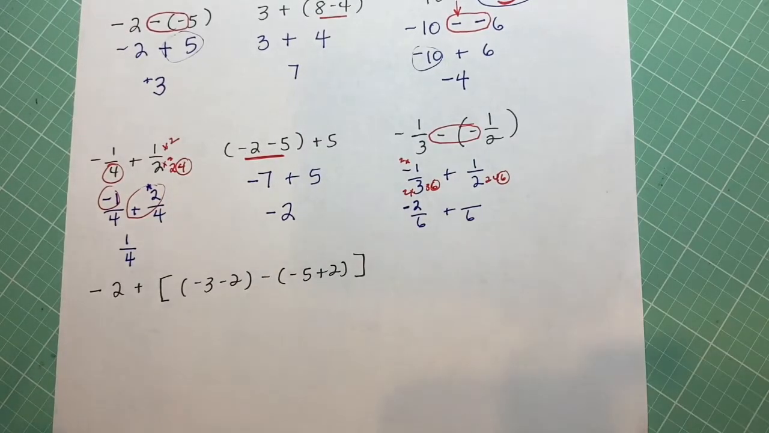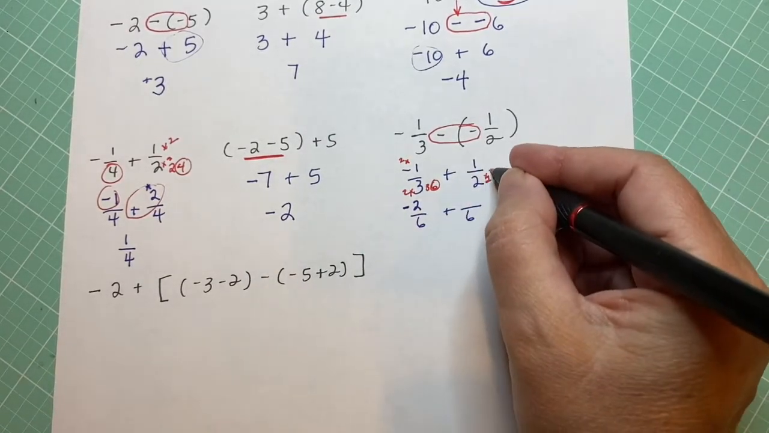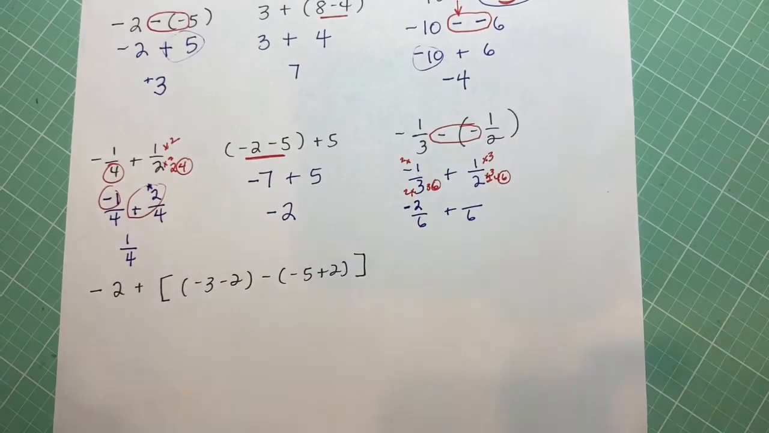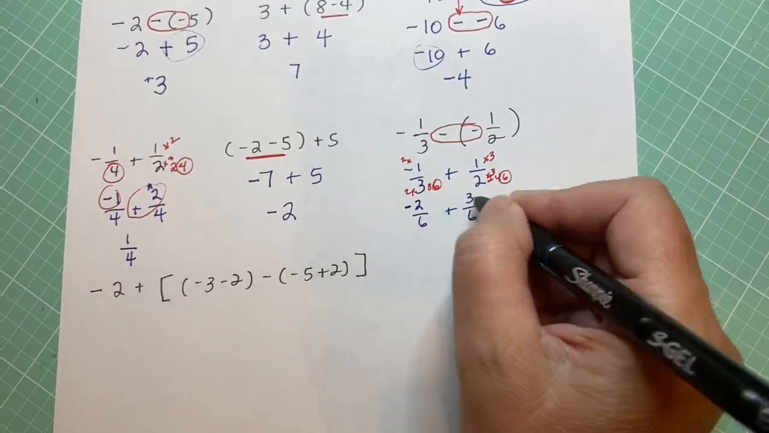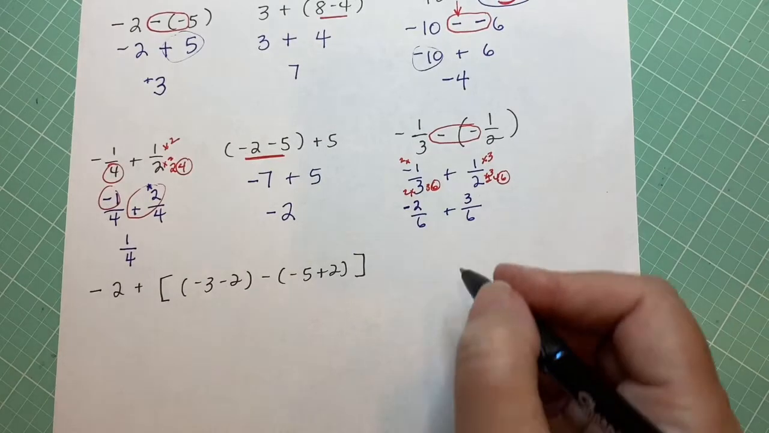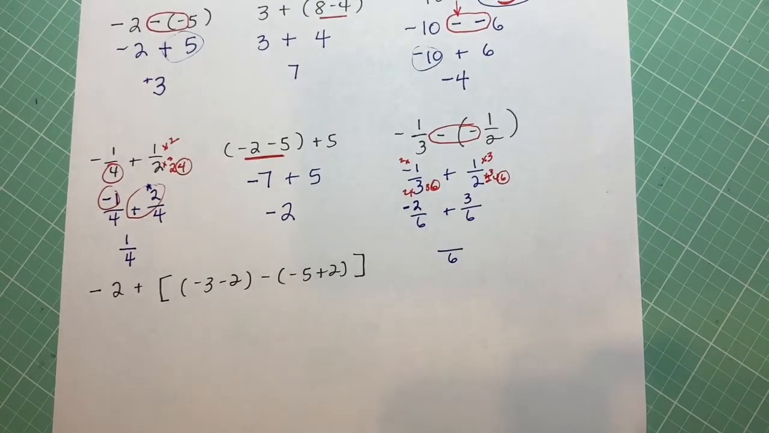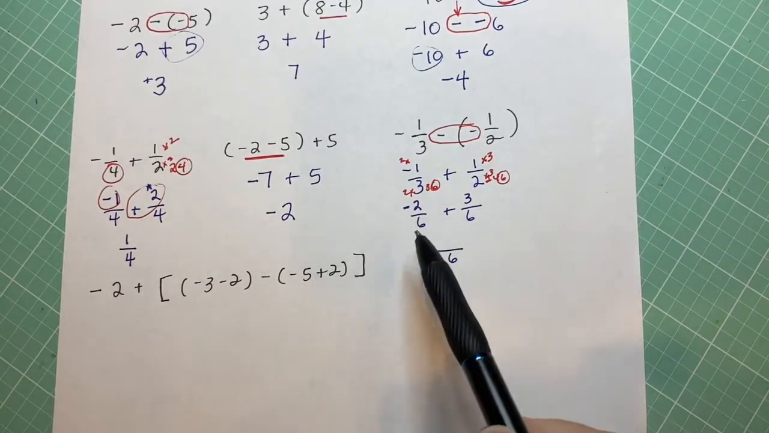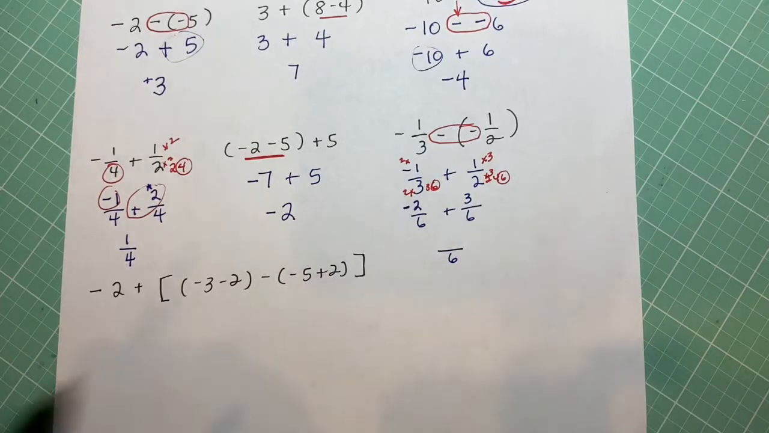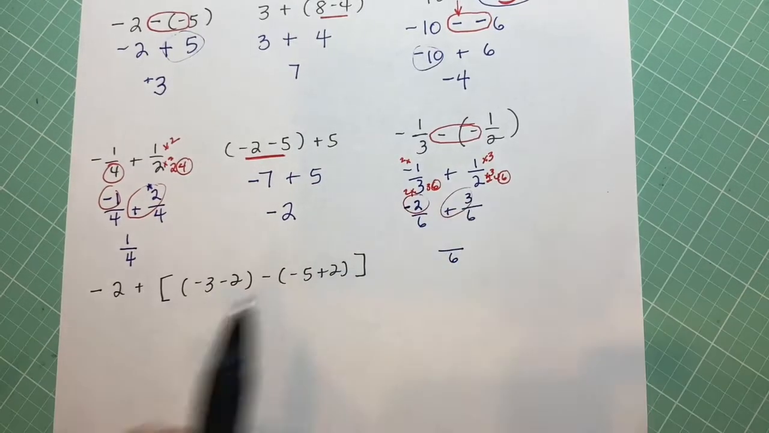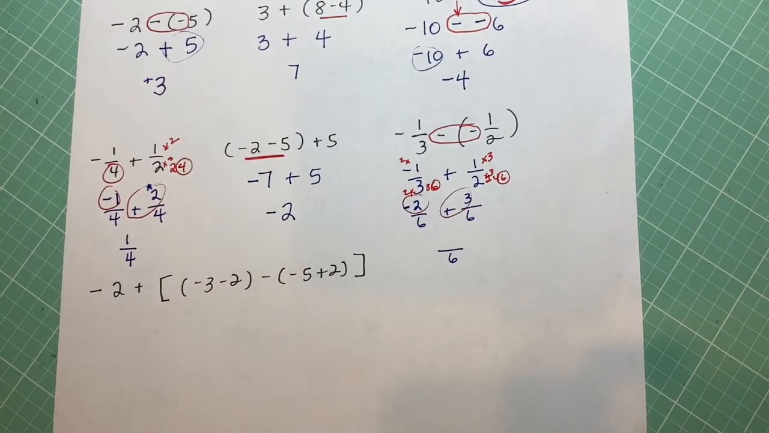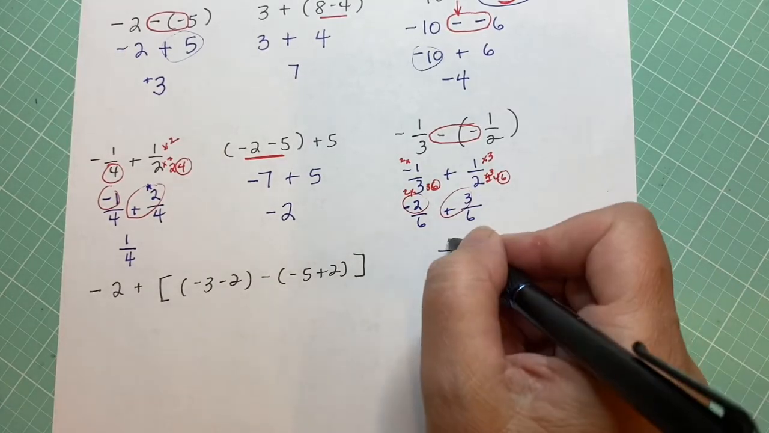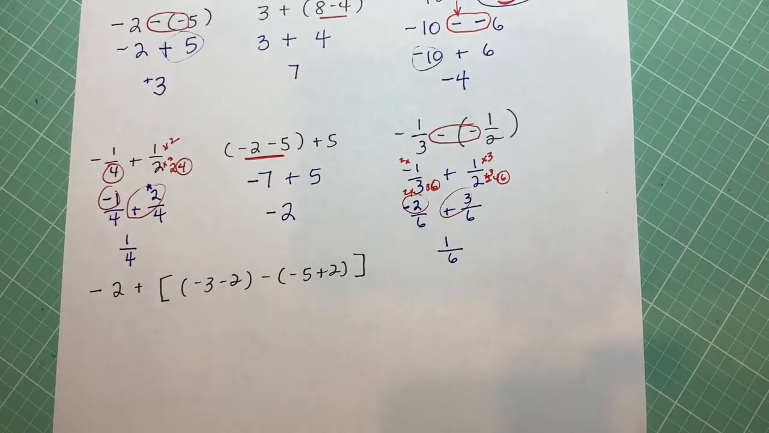And then on this next one, to get from 2 to 6, I need to multiply by 3. So I have to do the same thing to the top. 1 times 3 is 3. And now the denominators are the same, so I can just rewrite the denominator. And now I'm just doing my sign rules. This is a negative 2, and this is a positive 3. So the signs are different, so I subtract. 3 minus 2 is 1, and take the sign of the larger, which was positive.